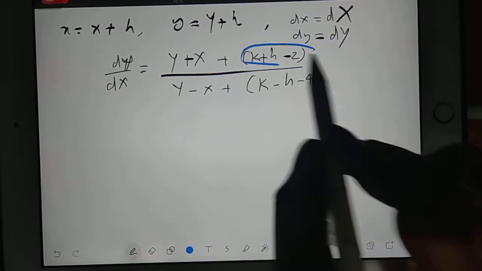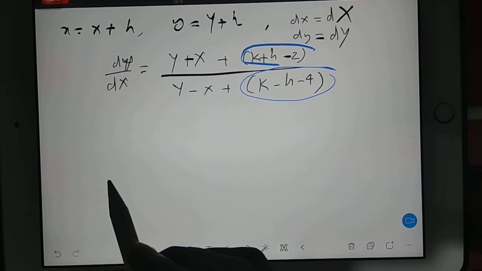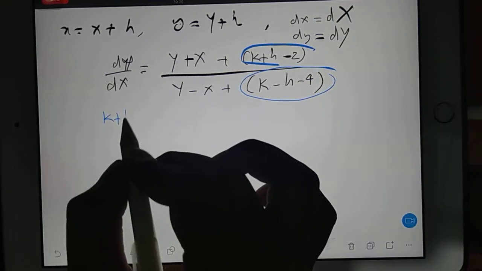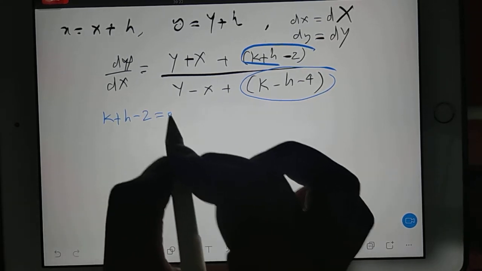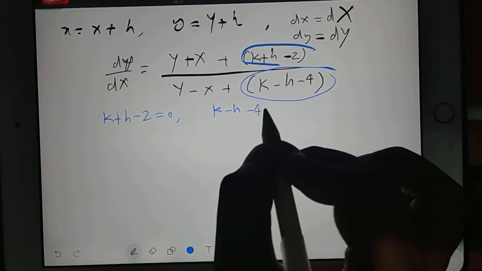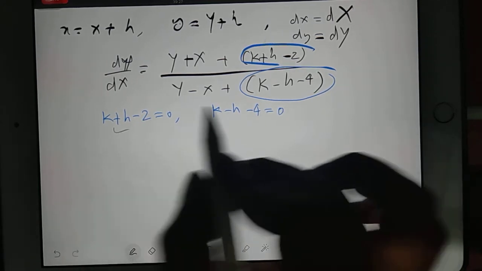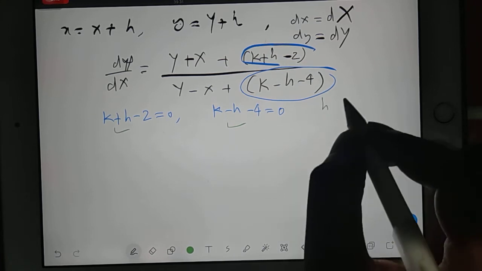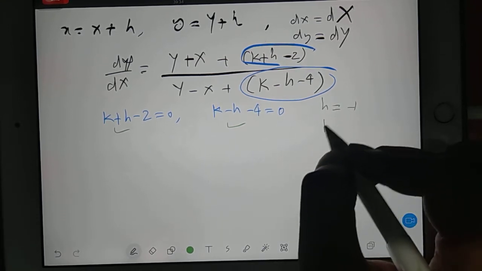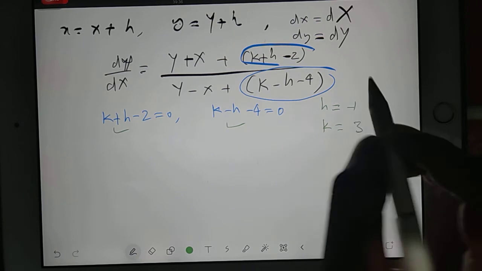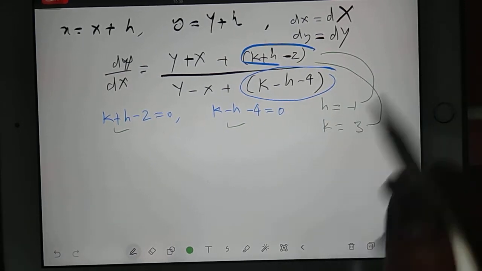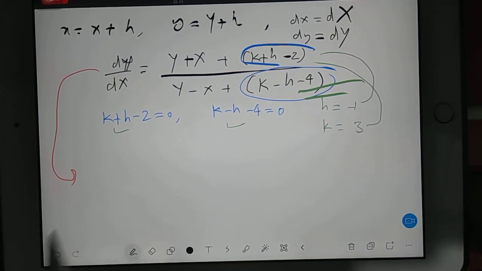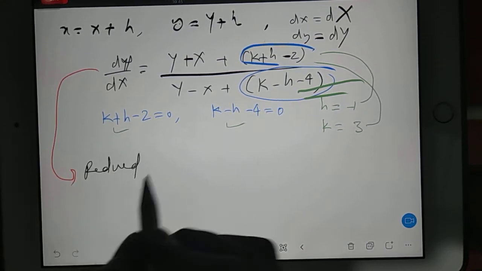Now we got two equations. These two equations will make it to 0. And when you make k plus h minus 2 is equal to 0 and k minus h minus 4 is equal to 0, solve this equation and this equation, there are a lot of methods, and find out your h value as -1 and your k value as 3. Then you substitute back this -1 and 3 everywhere, wherever you have. So this equation will reduce to homogeneous form.